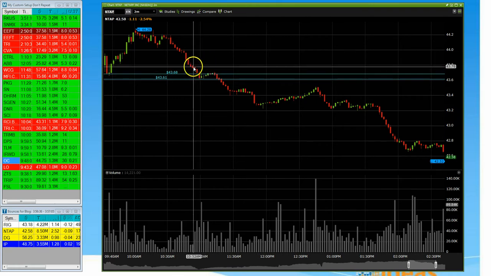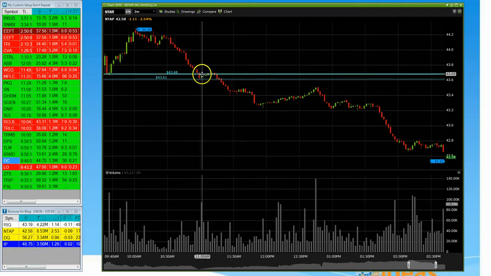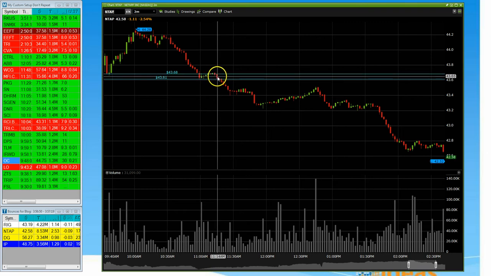But for whatever reason, I thought it stabilized enough, and so I took the trade right there, right in this level here at 43.68. It tried to move up a little bit, but then as it was coming down, I exited the trade for a loss, a 7 cent loss.